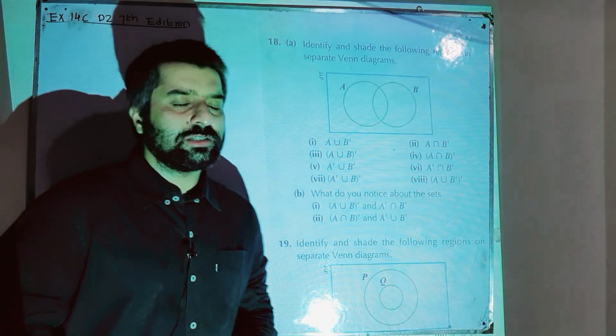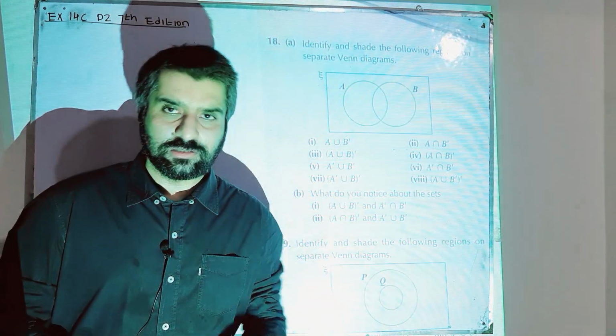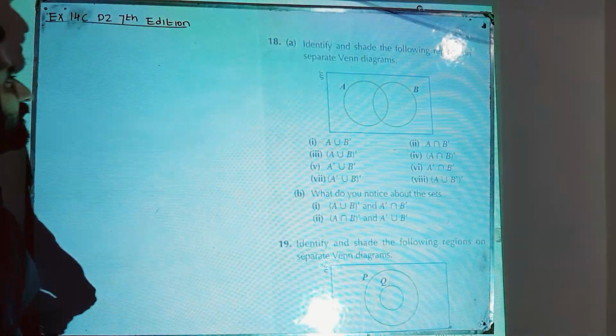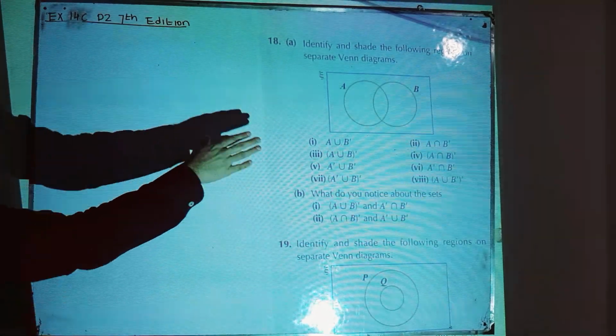In this lesson, I am going to explain question number 18 of T2 exercise 14C. So let's see how it goes. Question number 18: identify and shade the following regions on separate Venn diagrams. The basic Venn diagram is given.